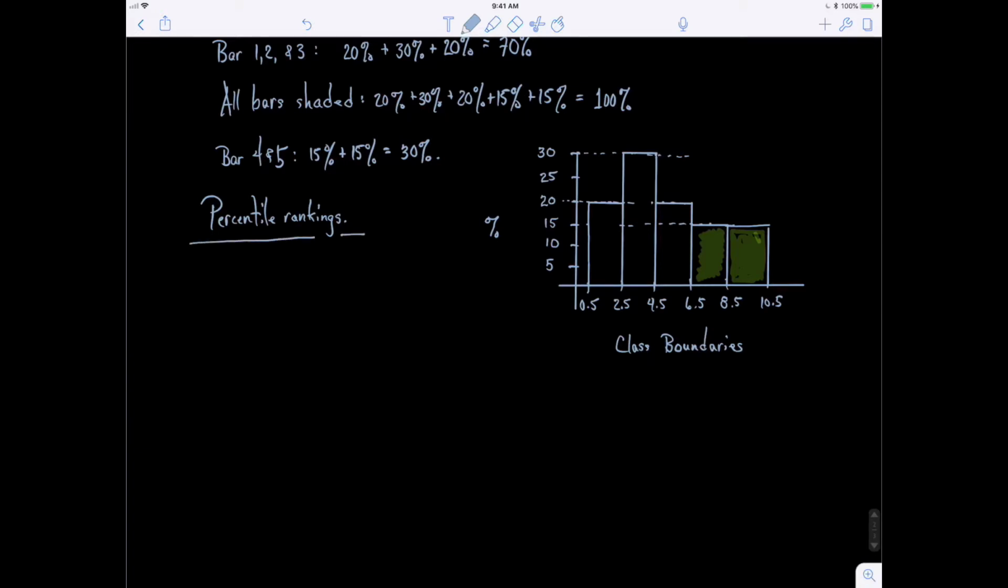So for example, if I gave you the value of 2.5, well, notice that 2.5 is on the upper edge of the first bar. And also, remember that the reason for using class boundaries is that it actually doesn't contain an actual value. So you know that 2.5 is strictly above, in this case, 20% of the data. So you would say that it has a percentile ranking of 20th percentile.